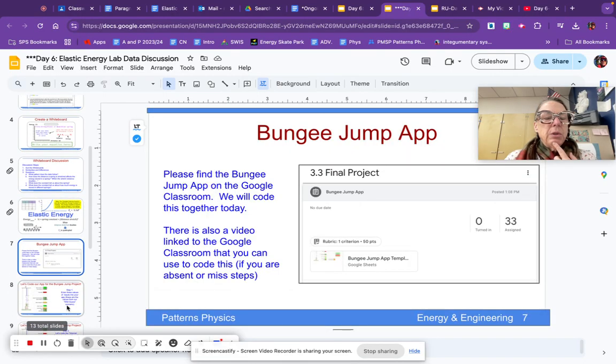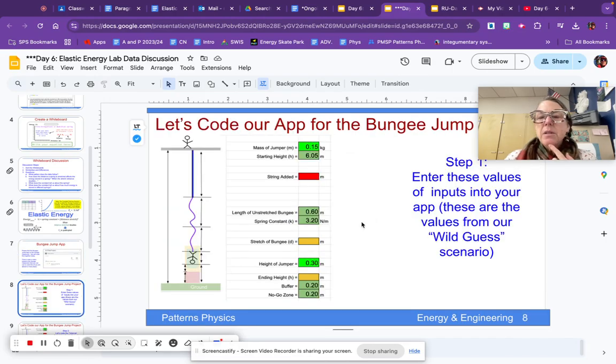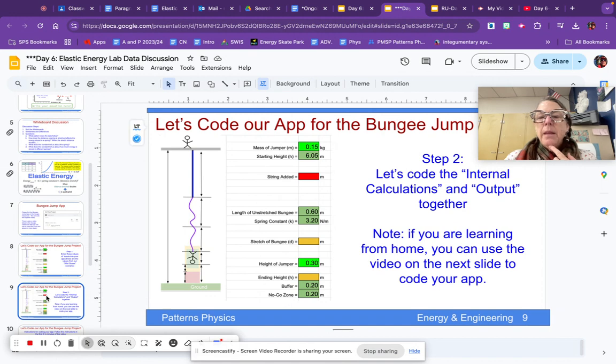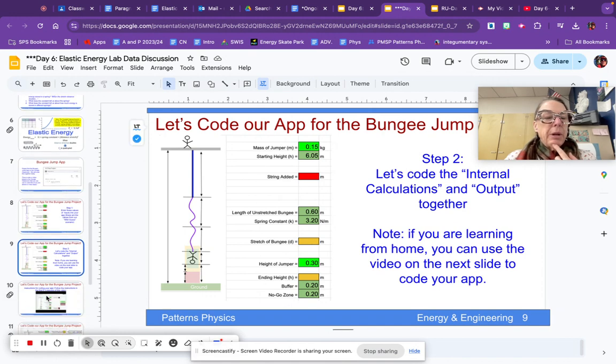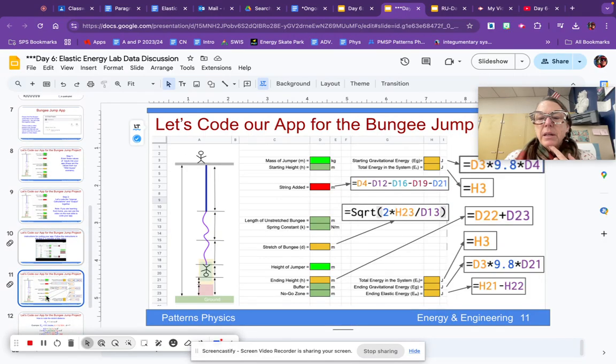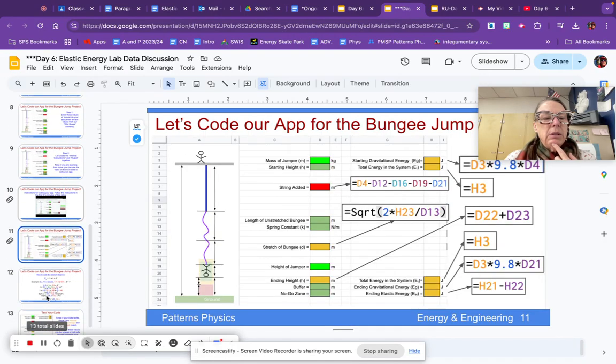And we're going to code our bungee app. You're going to enter the values. These are the input values. They're in green. Make sure they're put in correctly. Then we're going to code the outputs here pretty quick. And here's a video. We also have this slide that can help you.